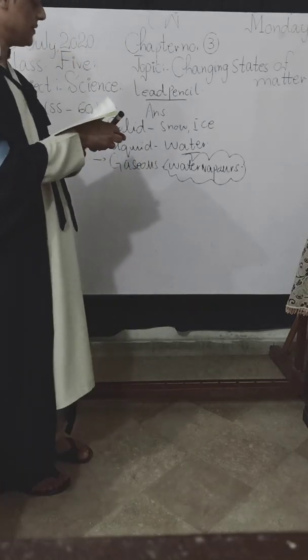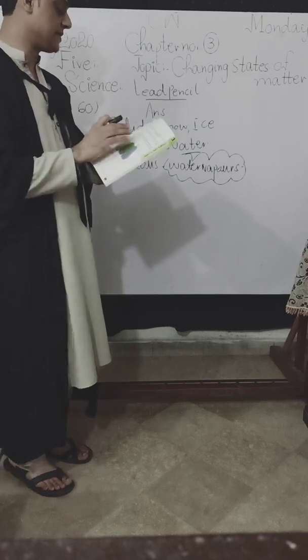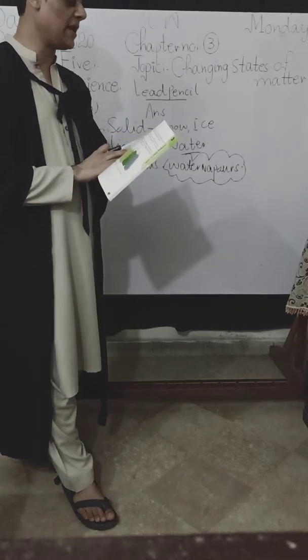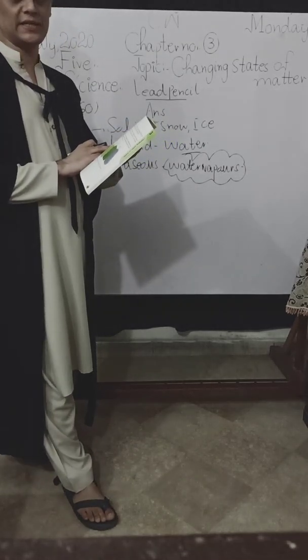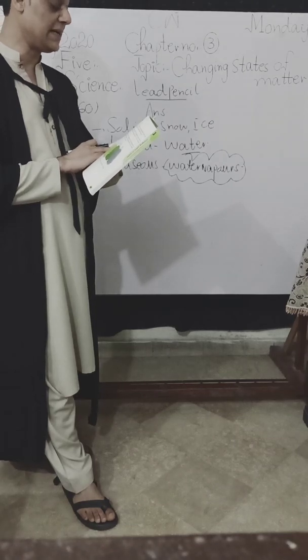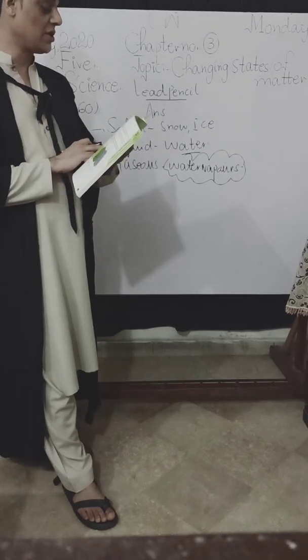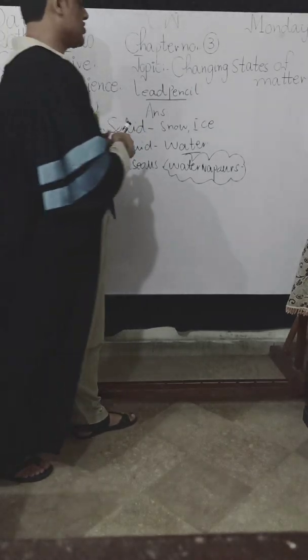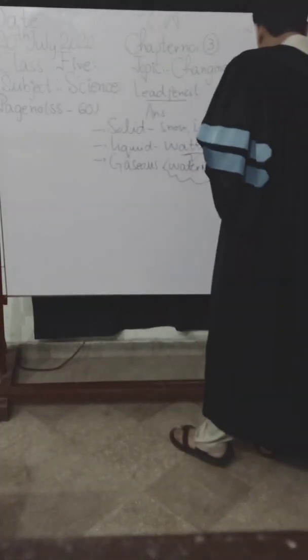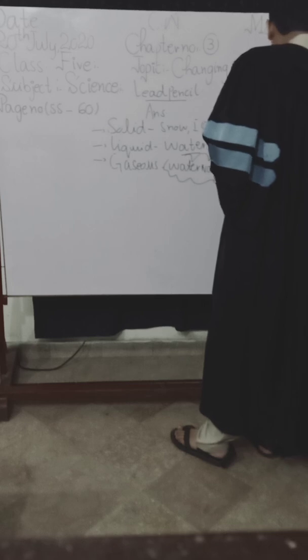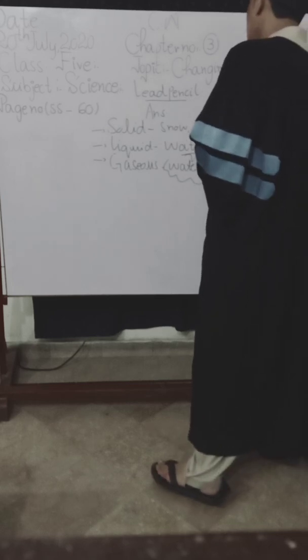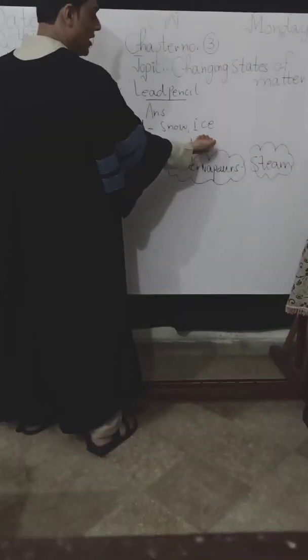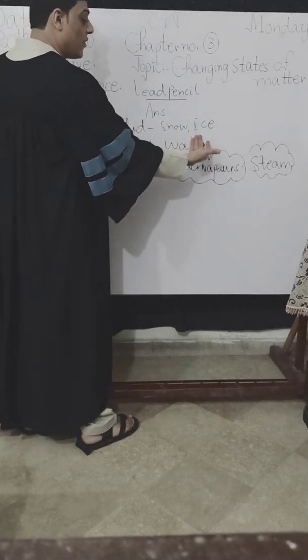So my dear students, water exists as ice or snow. Underline it please. In the liquid state, it exists as a liquid, as water. In the gaseous state, it exists as water vapor or steam. That's true. As in solid, as snow and ice. As in liquid, as a form of water.